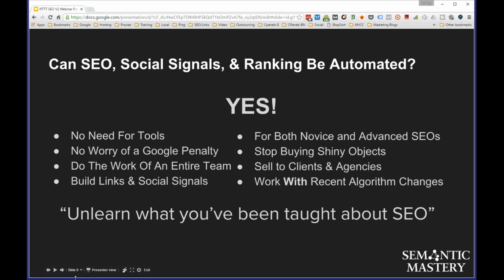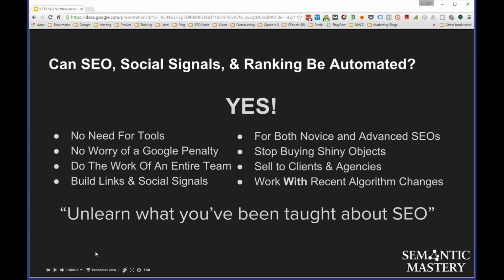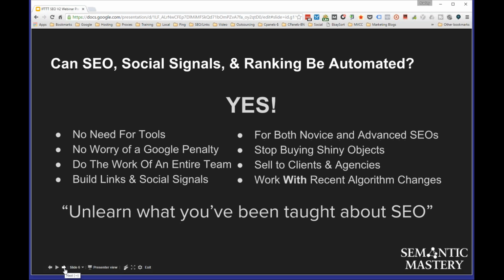Do the work of an entire team. One of the themes that you guys are going to hear throughout this webinar is automation and outsourcing. Okay, and that's key to growing and scaling your business. And so by setting up these networks that we're going to talk about today, you're going to be able to automate work that would take an entire team of people to do if it was being done manually. Okay, so very, very important. Build links and social signals. We know how key that is. For both novice and advanced SEOs, it doesn't matter where you are in your SEO career or your level of experience. This is something that can help you to grow your business.